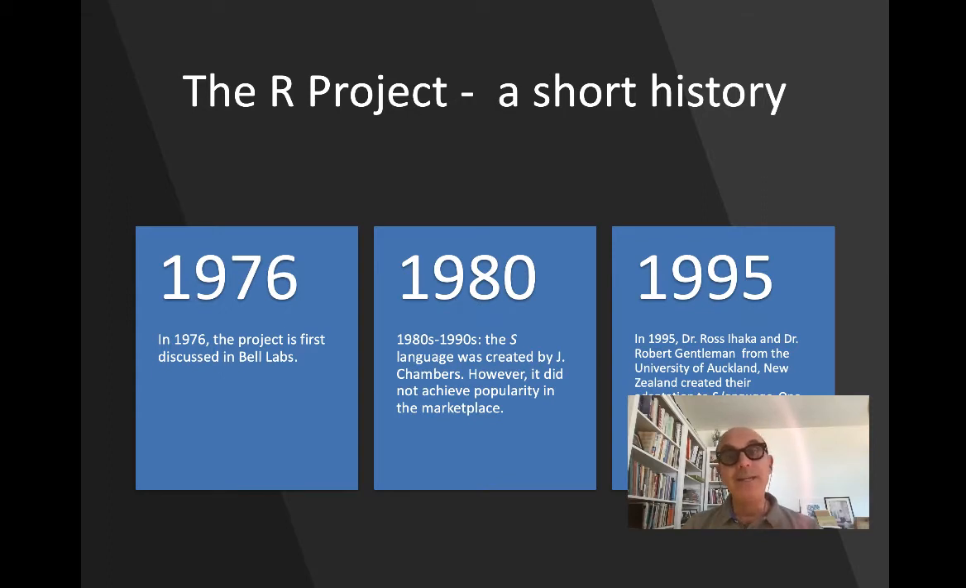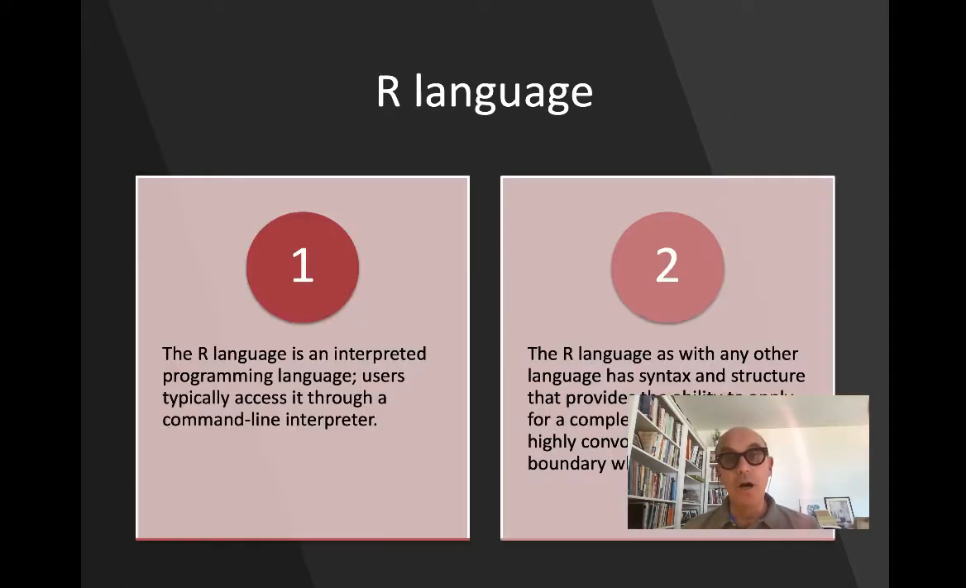And in 1995, two professors from the University of Auckland in New Zealand came up with opening the S language and opening it to everyone. They named it R because of their first names, Ross and Robert, so they call it R.